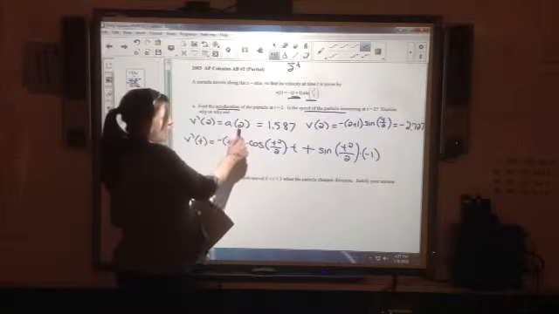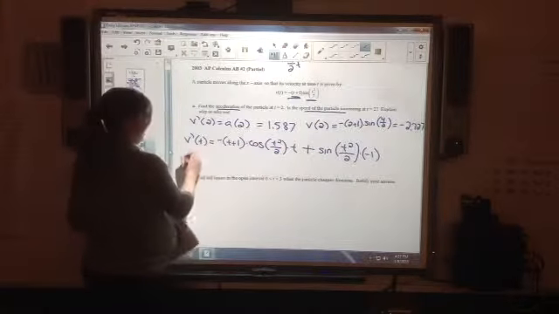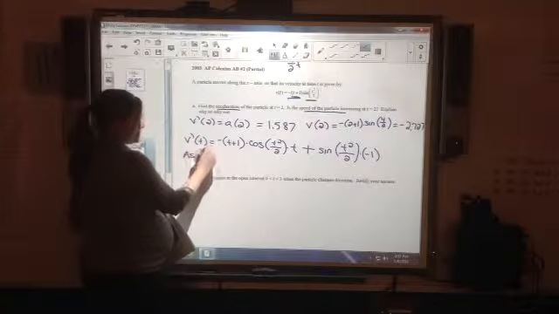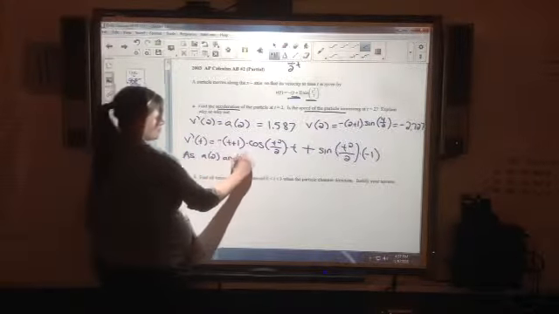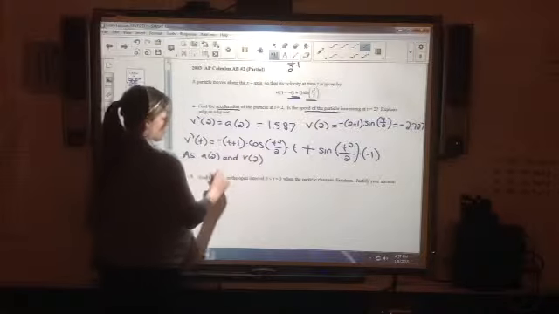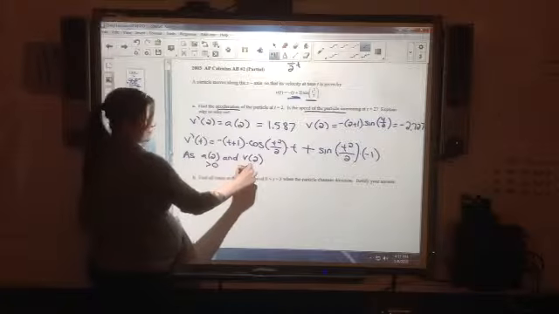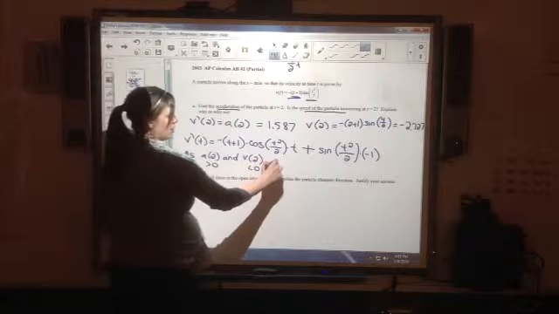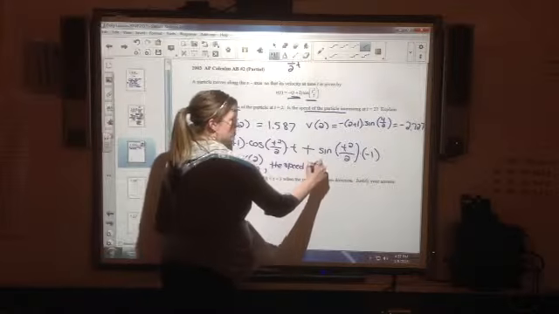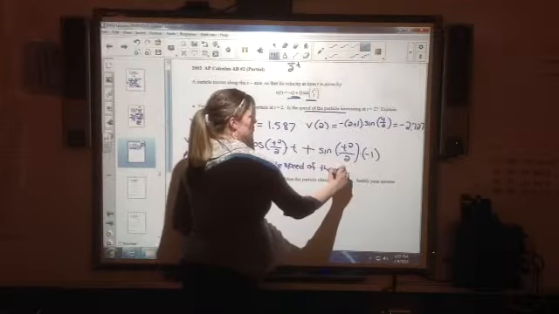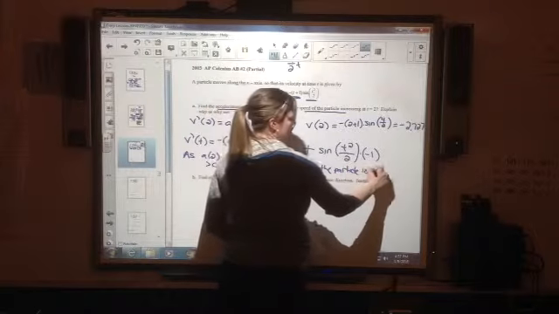I can see a of 2 is positive, v of 2 is negative. As a of 2 is greater than 0 and v of 2 is less than 0, the speed of the particle is decreasing.